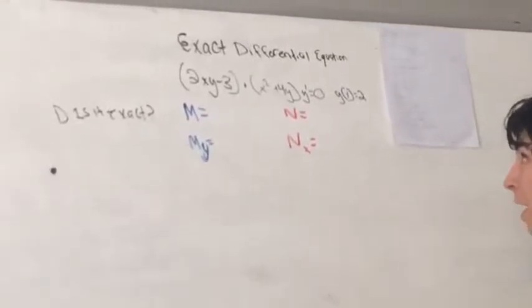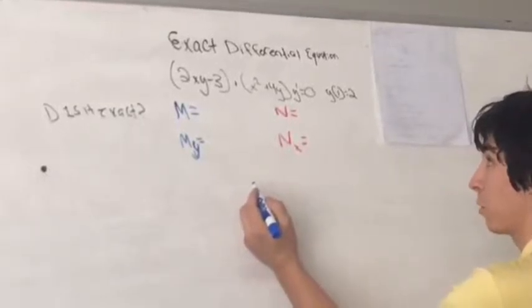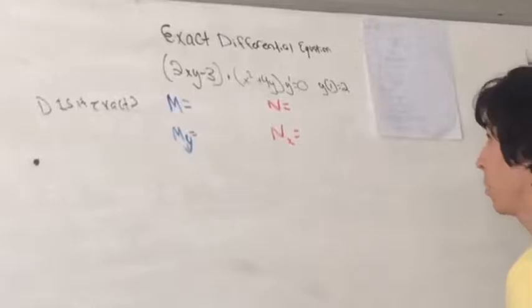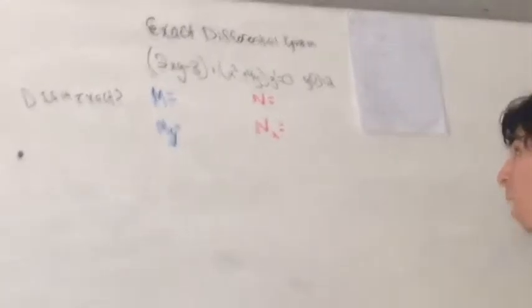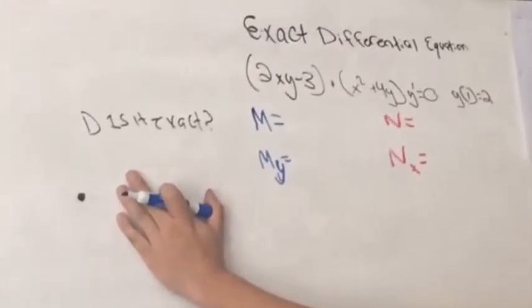So we're going to find the exact differential equation of (2xy - 3) + (x squared + 4y) y prime equals 0 with an initial value of y(1) equals 2. So our first step is to find out if it's exact.